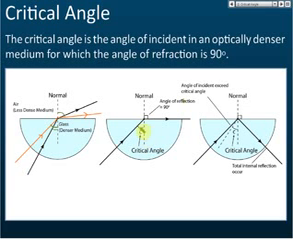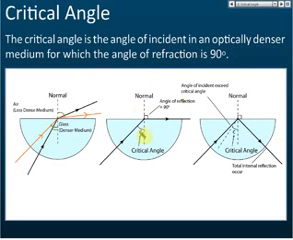So this angle of incidence, when the angle of refraction becomes 90 degrees, and this is the maximum angle where refraction can occur, is called the critical angle. So this is the incident ray, this is the angle of incidence. This is the refracted ray. This is the angle of refraction. So this is the angle of incidence in an optically denser medium.